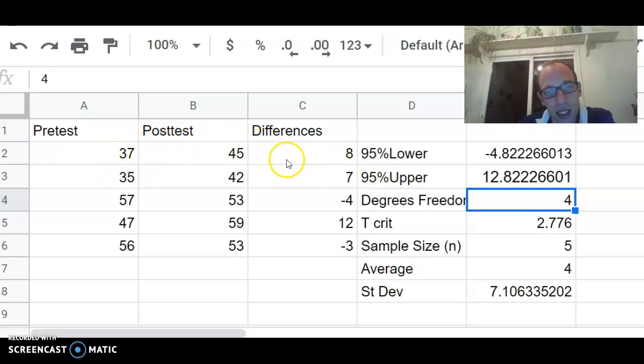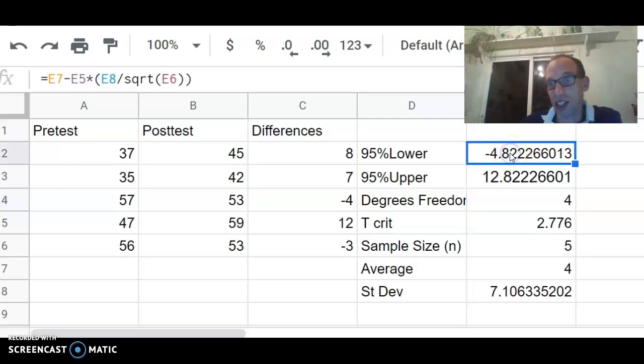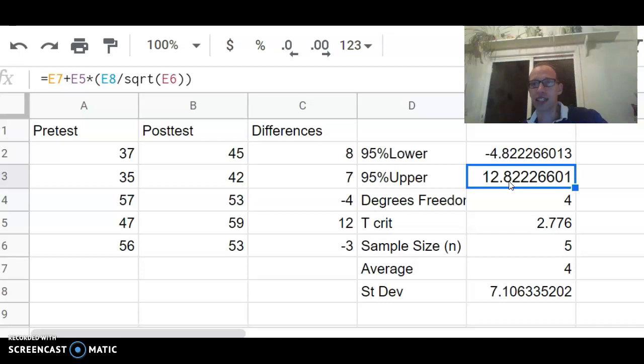So based on these 5 data points, I'd be 95% sure that if this is a random sample of 5, that in general, the students in this class would improve somewhere between actually going down 5 points and going up 13 points. So that's creating that confidence interval. And that is the solution to this one. Let's celebrate. Yay!